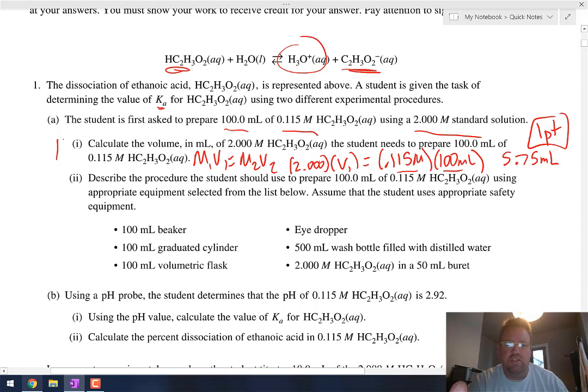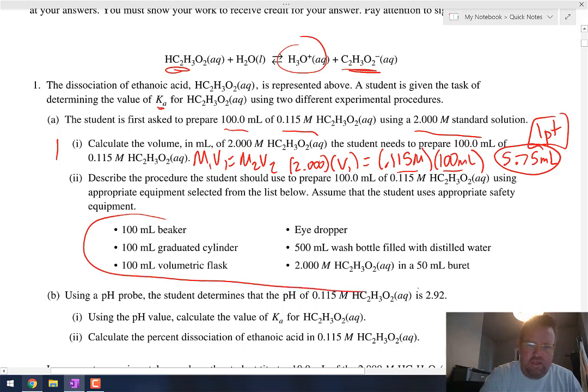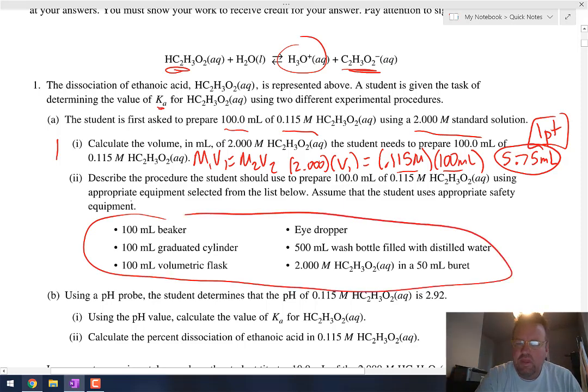Part number 2 says describe the procedure about how you would actually do that. So the way that they awarded points for that is, how do you get the 5.75 milliliters? That's really the first question, is how do I get that amount using these 6 things? Okay, and the best way to do that is, notice they have a 50 milliliter burette. Remember, that's what we use for like titrations and things like that. That contains the concentrated acid in it.